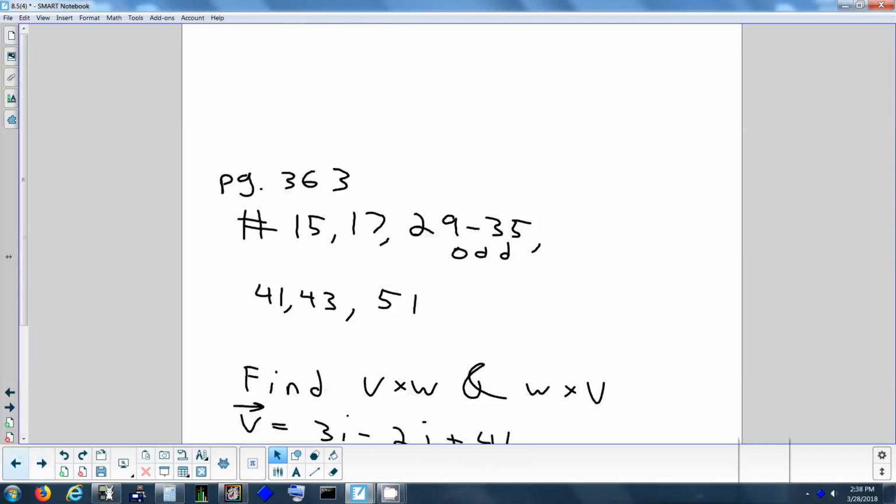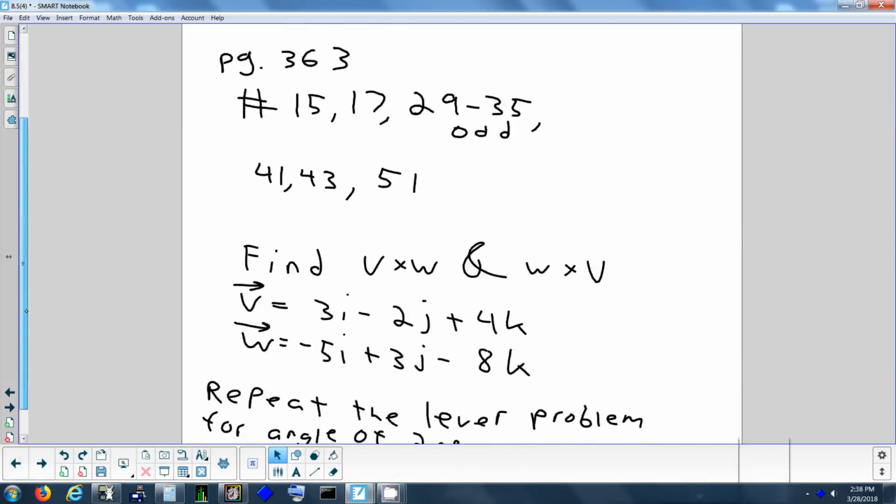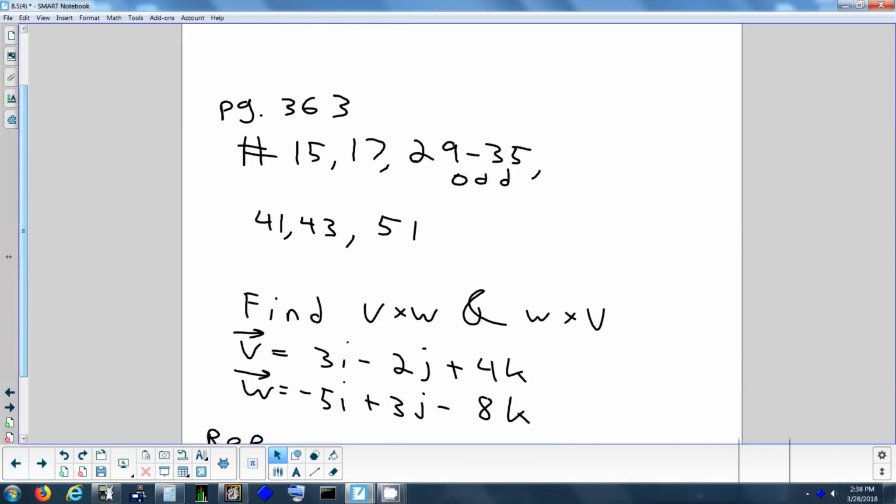All right, so the homework for the 3D stuff. It's the last page in your packet, very backside. 15, 17, 29 to 35 odd, 41, 43, 51. And then there's no cross product problems in the packet, so I just made up one. So find V cross W. And technically, once you know V cross W, you automatically know W cross V. Okay, based on what we just said.